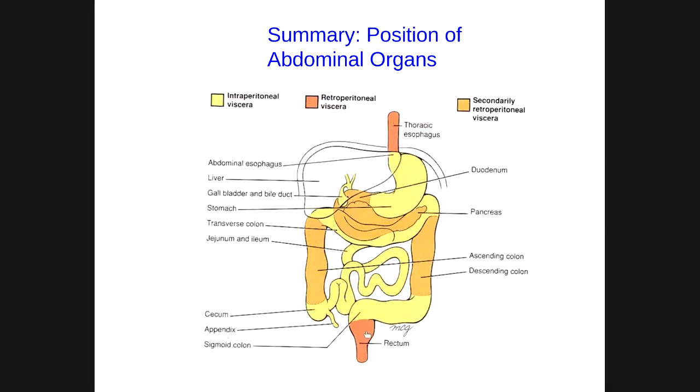While the retroperitoneal from the beginning are the esophagus, rectum, as we mentioned, the kidneys, the ureters, okay? The renal system is retroperitoneal. Intraperitoneal, we can see the stomach is intraperitoneal, the jejunum, the ileum, the transverse colon, sigmoid colon, okay? These are intraperitoneal organs.